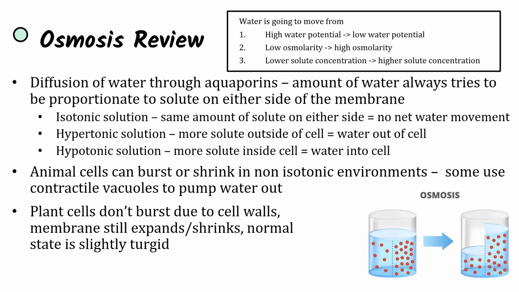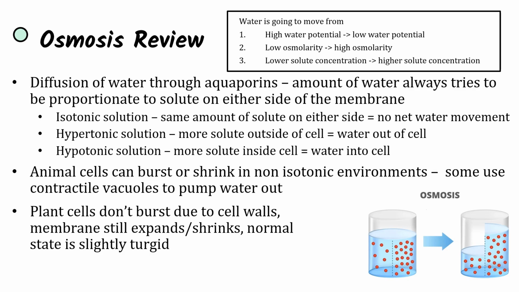Lastly, let's review osmosis. And this is the diffusion of water through aquaporins, which again are channel membrane proteins. And the amount of water is always going to try to be proportionate to the amount of solute on either side of the membrane. So water is always going to follow where the solute is.